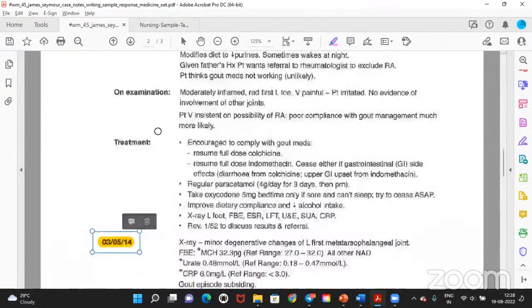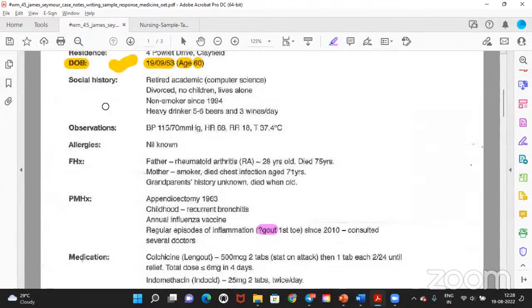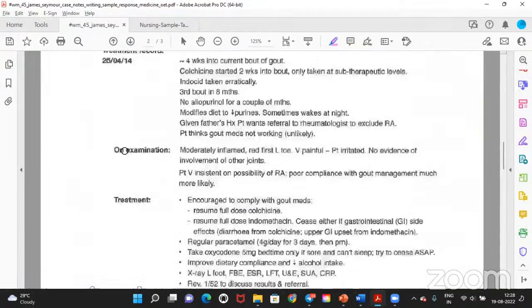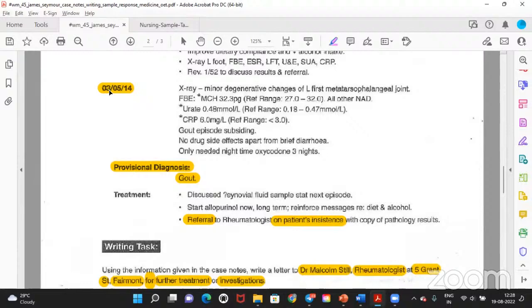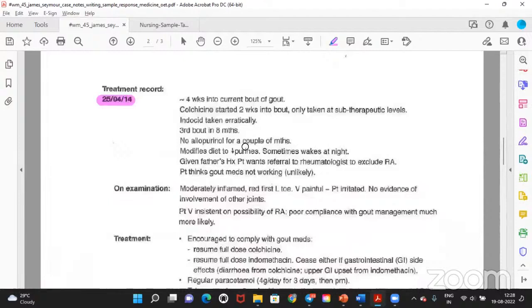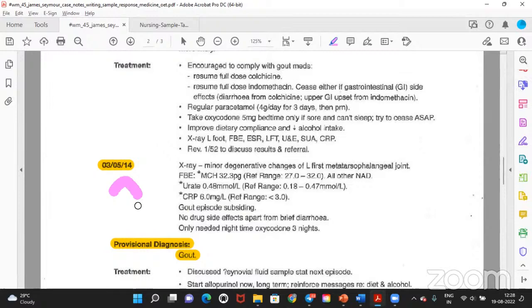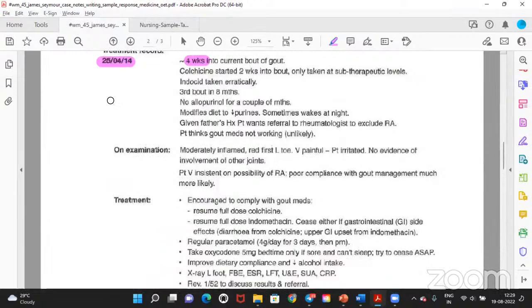Now here you can see social history, allergies, medication, and this is the treatment record. Treatment record from 25-4-2014, and this is 3-5-2014. You can see the time duration. Four weeks history into current bout of gout. So check all these things based on that. Then the next one, write this in the second paragraph. So present stage. And this one you can write in the first paragraph, main body paragraph number one.